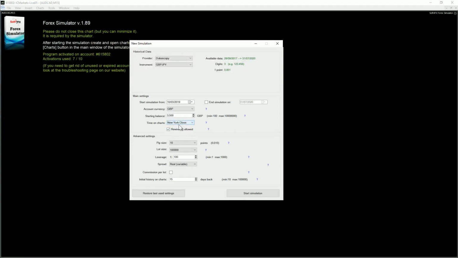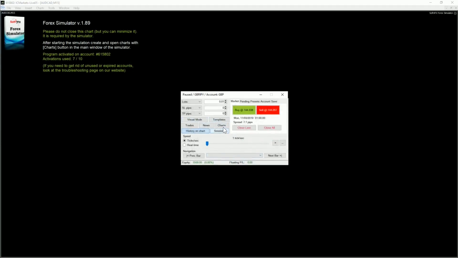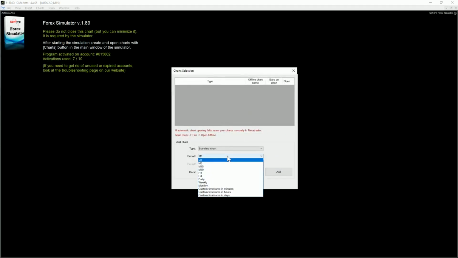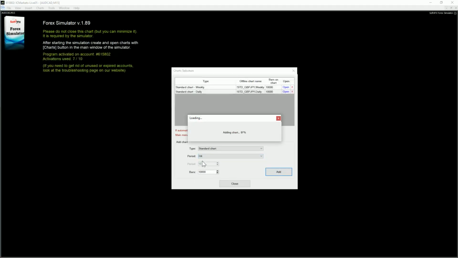We have New York close over here. Leverage, let's use 400. Spread is going to be variable because we want the market spread, so we're going to keep the spread variable here. Initial history on the charts is probably going to be around 150 days, and then we're going to start the simulation. Right, so now we need our charts loaded, so we're going to go towards the weekly, then get the daily chart up, and the 4-hour chart up.